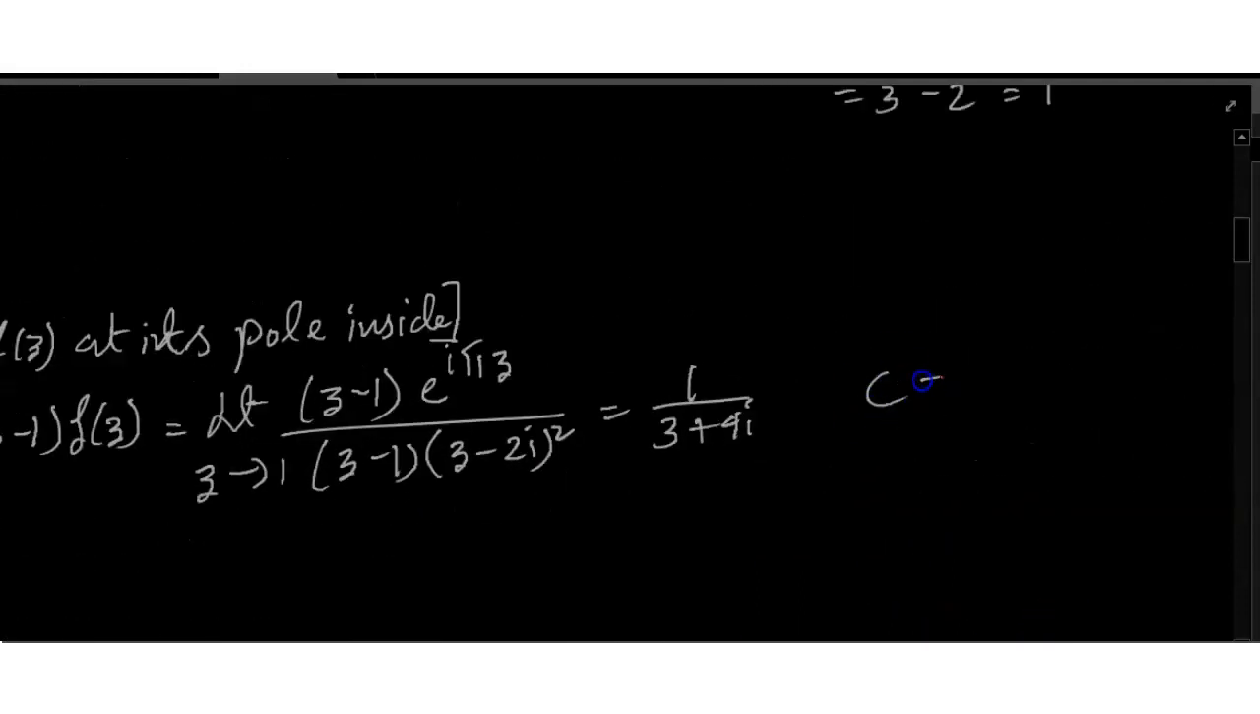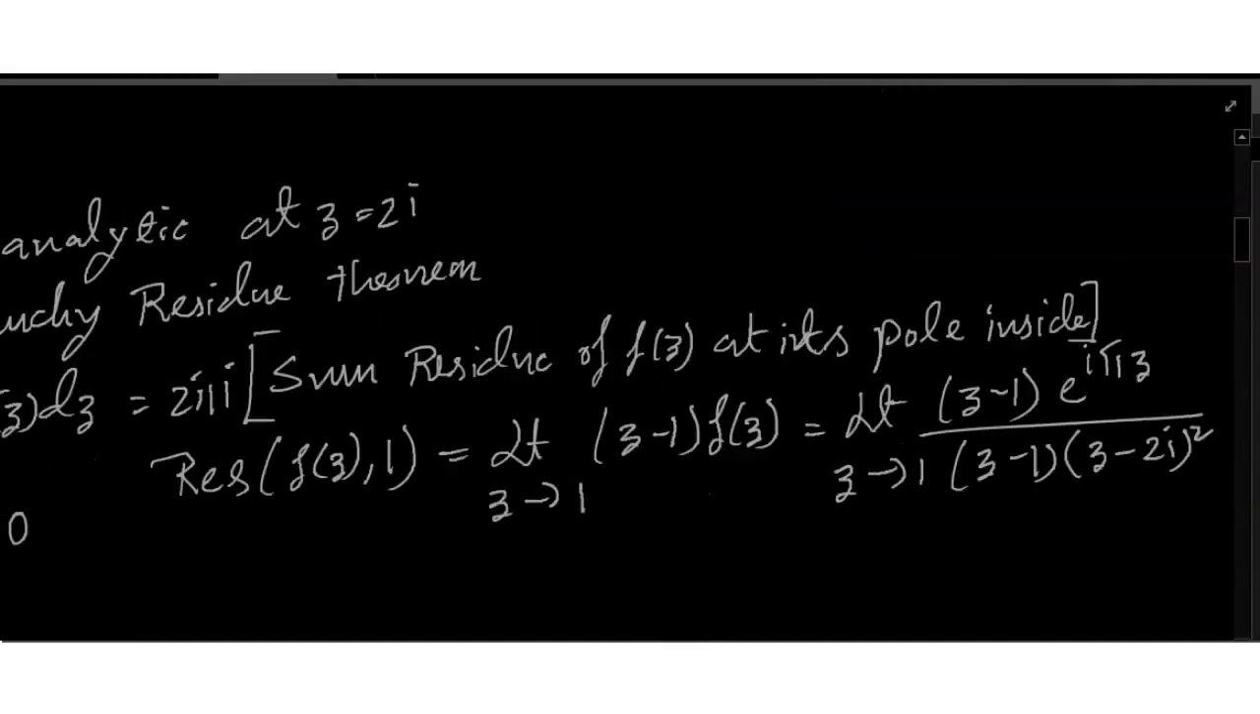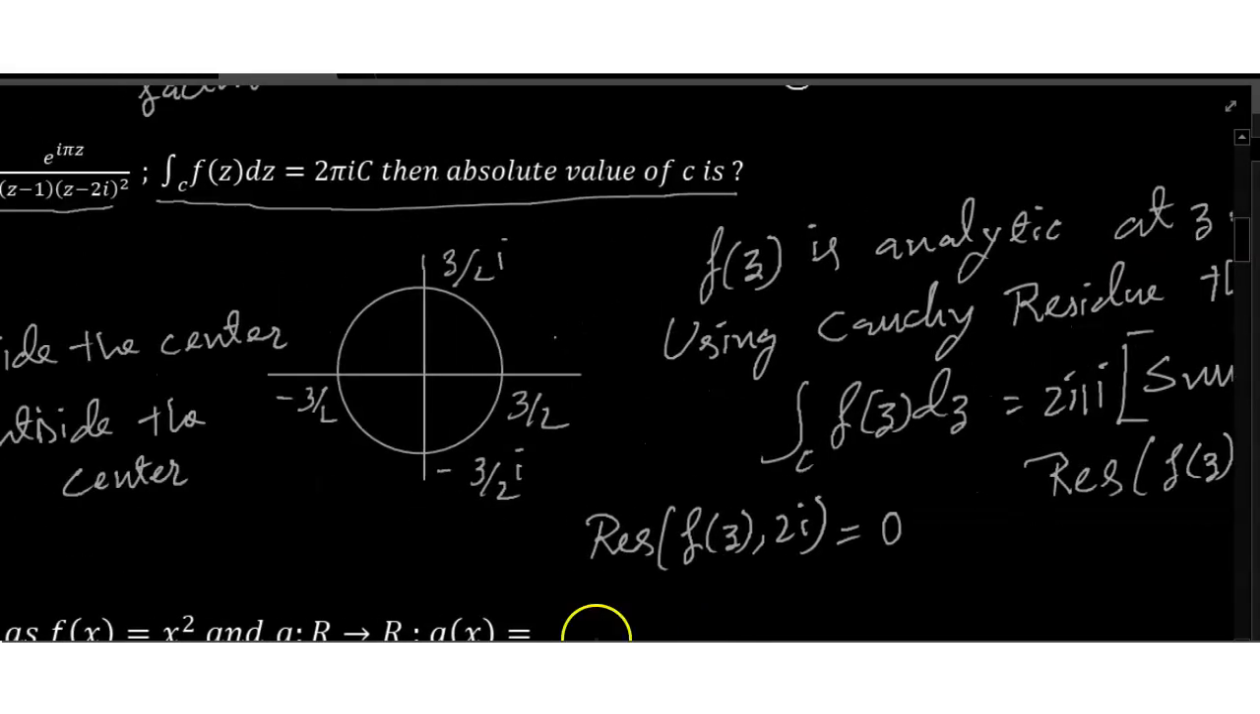C equals 1 by 3 plus 25 minus 4 by 25 i. So mod of C equals 1 by 5. So my answer is C equals 1 by 5.